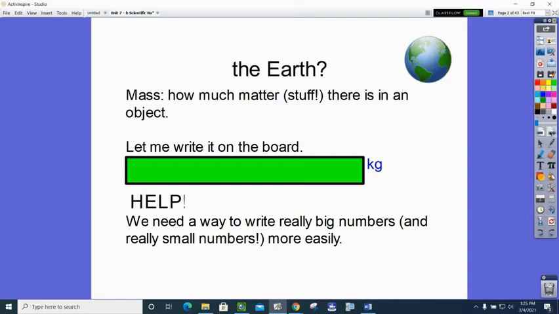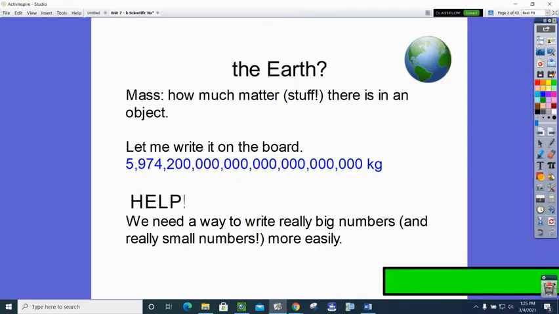So I'm going to start by talking about the mass of the Earth. We need to remember that mass is how much matter there is in an object, how much stuff. It's not the weight, it's how much matter is in the Earth. I went out and Googled it, and here is the mass of the Earth. Holy cow. Let's see, 5 septillion, 974 hextillion, 200,000 quintillion kilograms. Now, just to let you know, a kilogram is kind of like a small bag of onions if you go to the grocery store, okay?